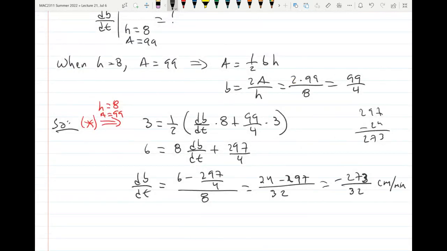And then if you have questions, you ask me. But let me just finish it here. So 273 over 32. And maybe this can be simplified, not sure, but let's see. Okay, working. So we're safe there.